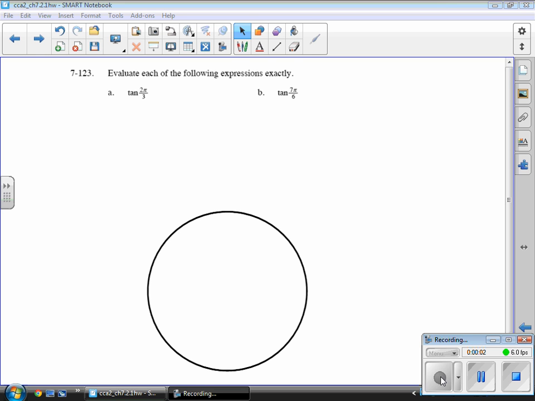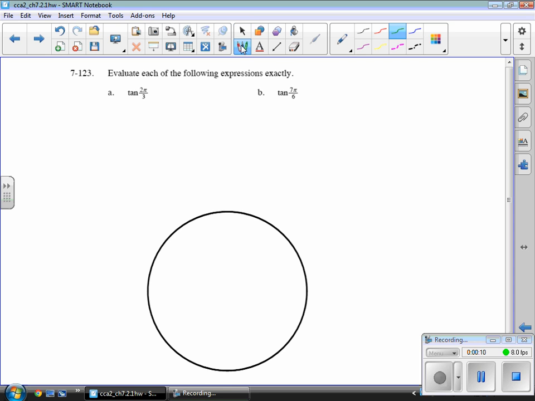This is problem 7-123 from section 7.2.1. Evaluate each of the following expressions exactly. That is our key word here. That means do not plug this into your calculator and get a decimal. We want fractions, we want square root signs, okay? You need to keep it as exact as possible.